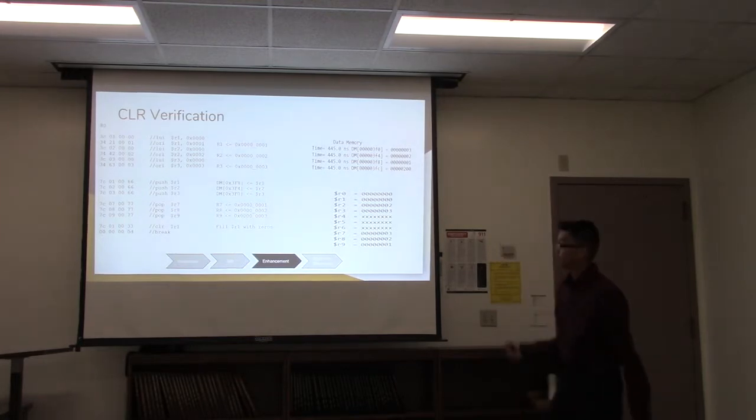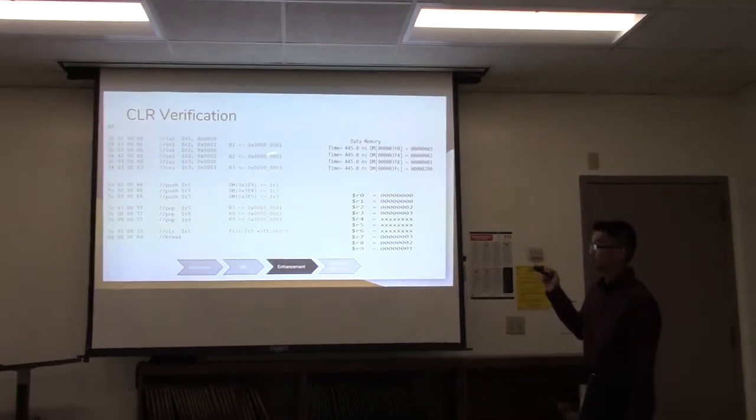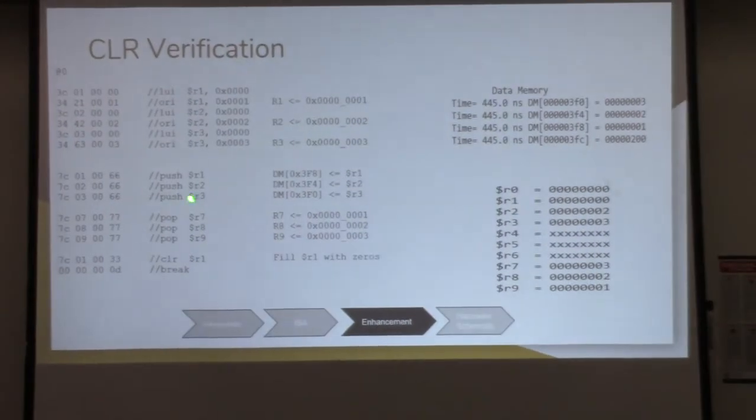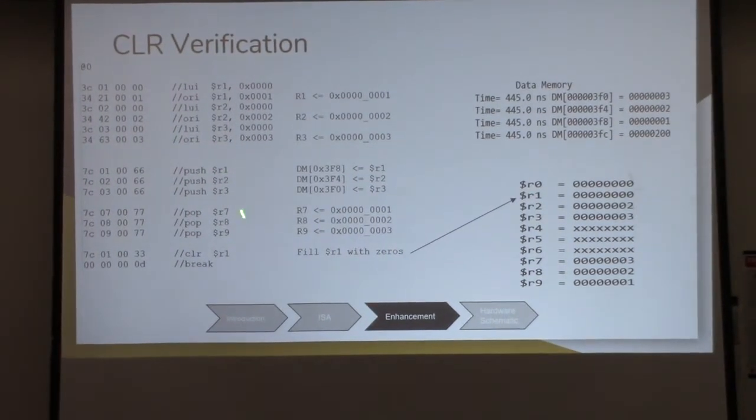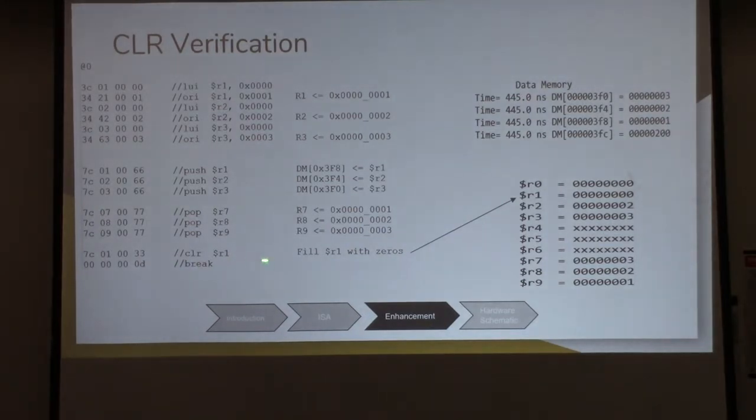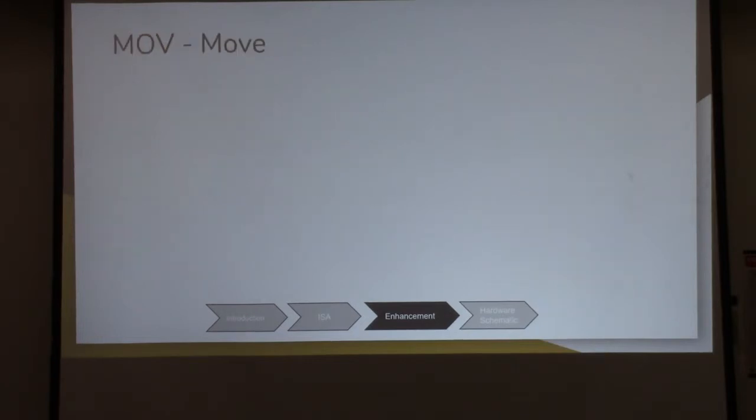And then for the verification, we have R1 to R3 being initialized with 1, 2, 3. And we just added the push and pop just to make sure it'll go through those for the next slides. But for the clear instruction, R1 was initialized with 1 in the register, and after the clear, you can see in the log file that it ended up having zeros, therefore it was verified.